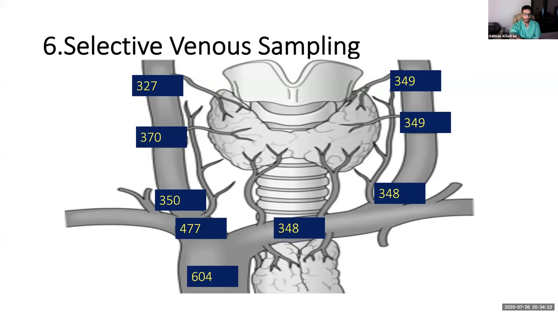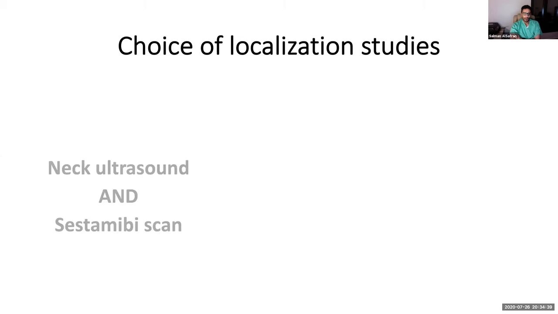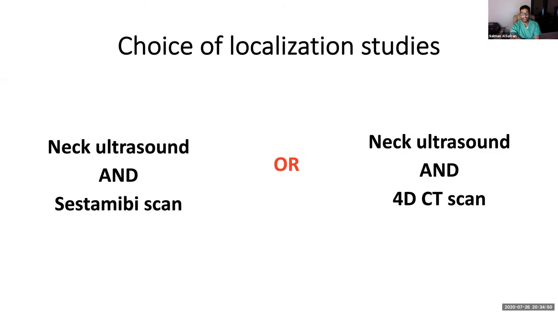All right, so now the question that comes up is the choice of localization study. We have a patient with primary hyperparathyroidism, and we want to do a localization study. Which localization would you do? As we mentioned, always, always, you're going to have an ultrasound. You can either use a sestamibi scan, or you can have neck ultrasound and a 4D CT scan. So the minimum is either neck ultrasound and sestamibi, or neck ultrasound with a 4D CT scan. That's the minimum.